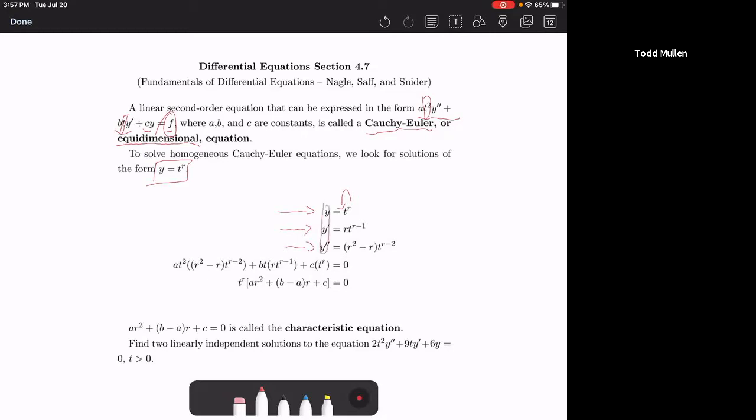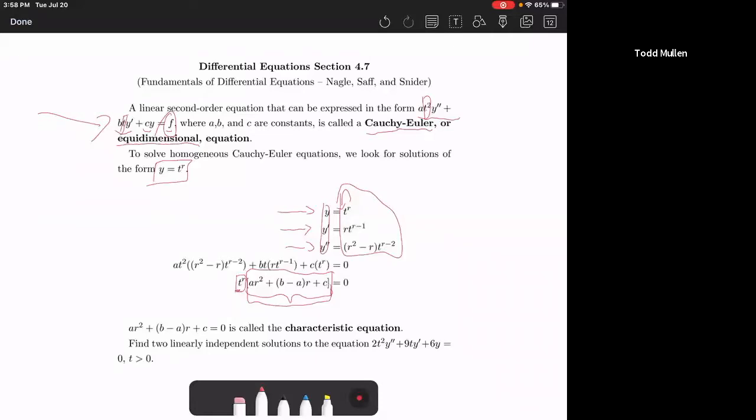If we plug all these values into this equation, we get a t squared times what we got for y double prime, plus b t times r t to the r minus 1, plus c t to the r, equals 0. Well, if we factor out the t to the r, we get this smaller equation that we're going to have great interest in. We're going to call it the characteristic equation. Clearly, if t is not equal to 0, then t to the r is not equal to 0, so what will matter is when this inside factor is equal to 0. And we're going to jump right into an example.